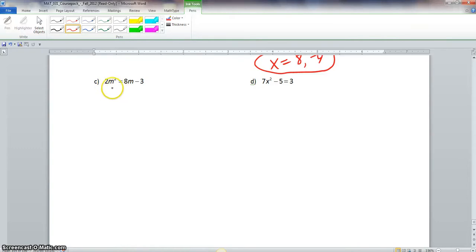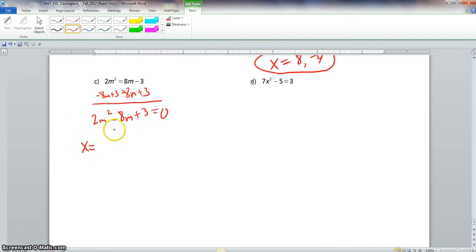Now we're on example C. We had 2m squared equals 8m minus 3. So we have to make this equal to 0. So we will subtract 8m and add 3 to both sides. So we have 2m squared minus 8m plus 3 equals 0. Okay, now we can use the quadratic formula again.